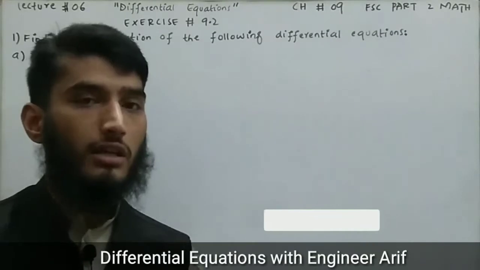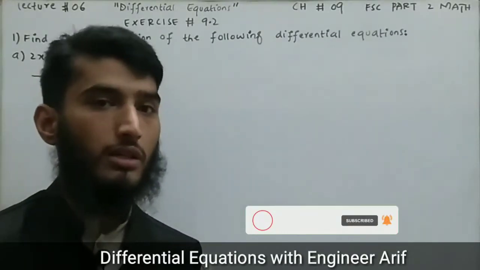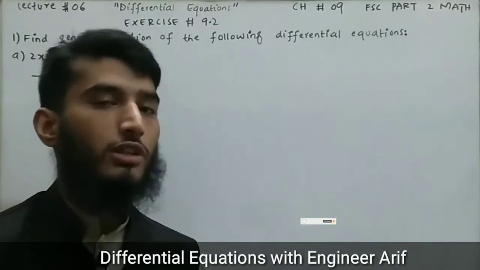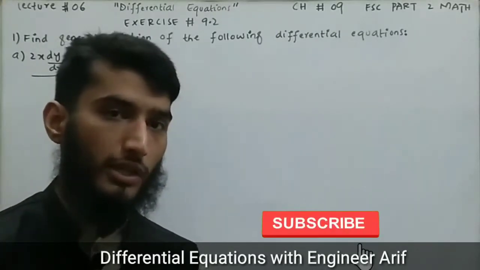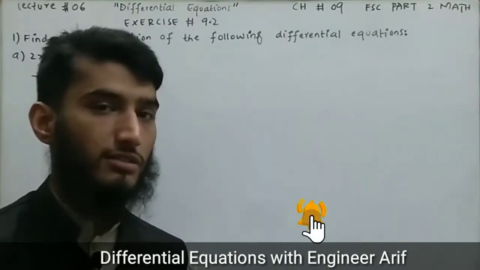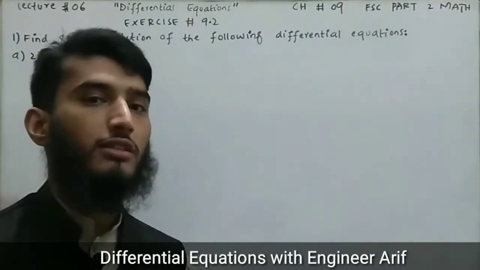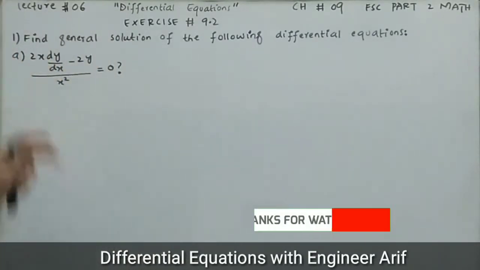We already learned what is general solution in the previous exercise number 9.1. If we have a differential equation in terms of two variables, with a dependent variable, and it is dependent upon a single arbitrary constant c, then the solution obtained is called the general solution of the differential equation. So let's move toward part number 8.